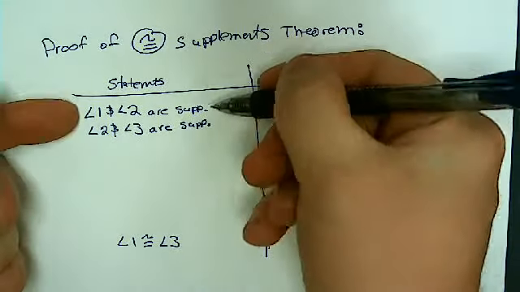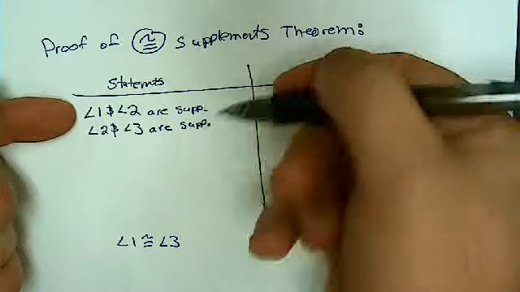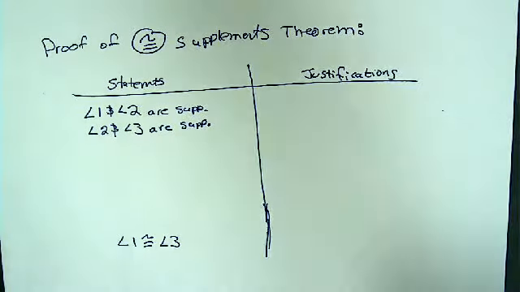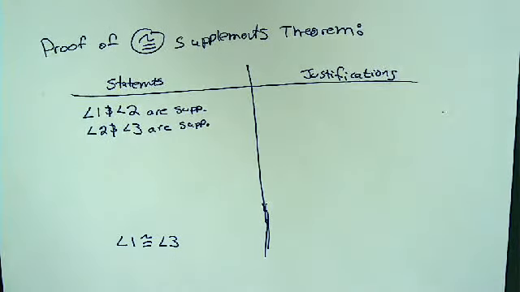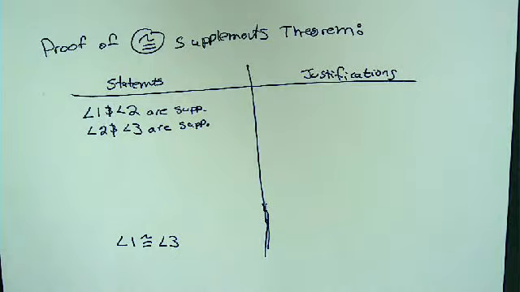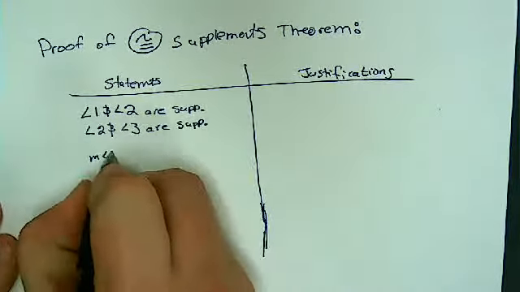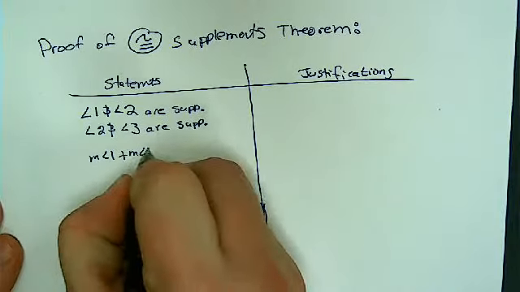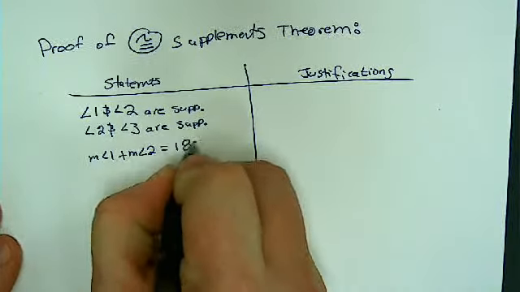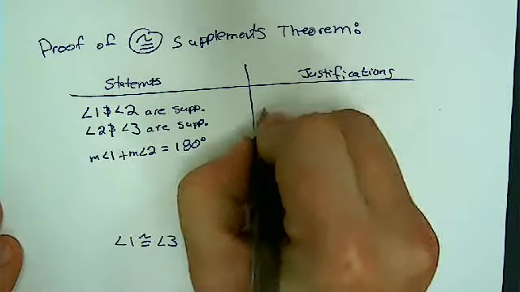For example, if I say that two angles are supplementary, what do I know about them? Yeah, they add to 180 degrees. That's the definition of supplementary, isn't it? So I can say that the measure of angle 1 plus the measure of angle 2 is going to equal 180 degrees. Now these were my givens.